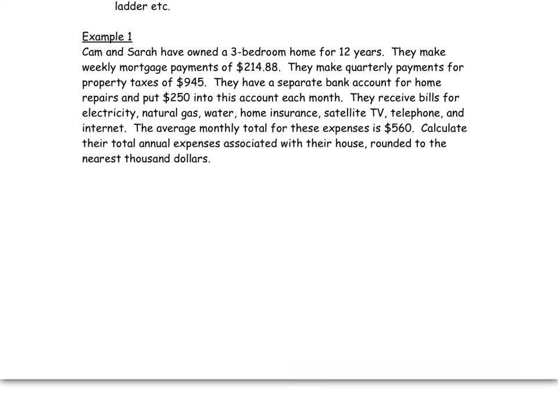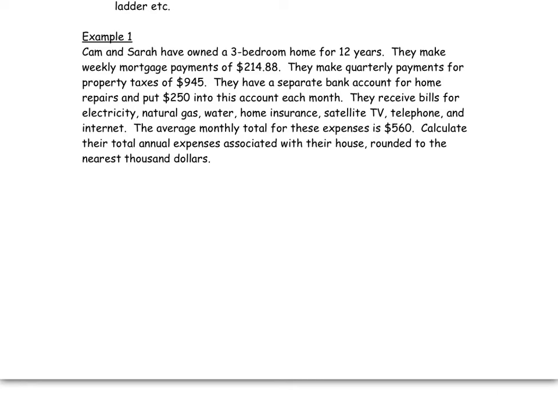The first one says, Cam and Sarah have owned a 3-bedroom home for 12 years. They make weekly mortgage payments of $214.88, quarterly payments of property taxes of $945. They have a separate bank account for home repairs, and they put $250 into that account every month.